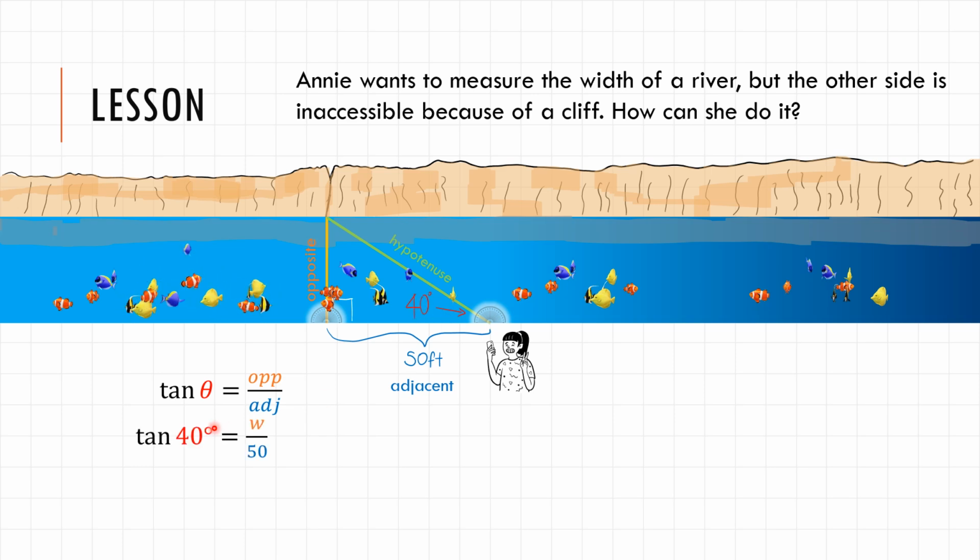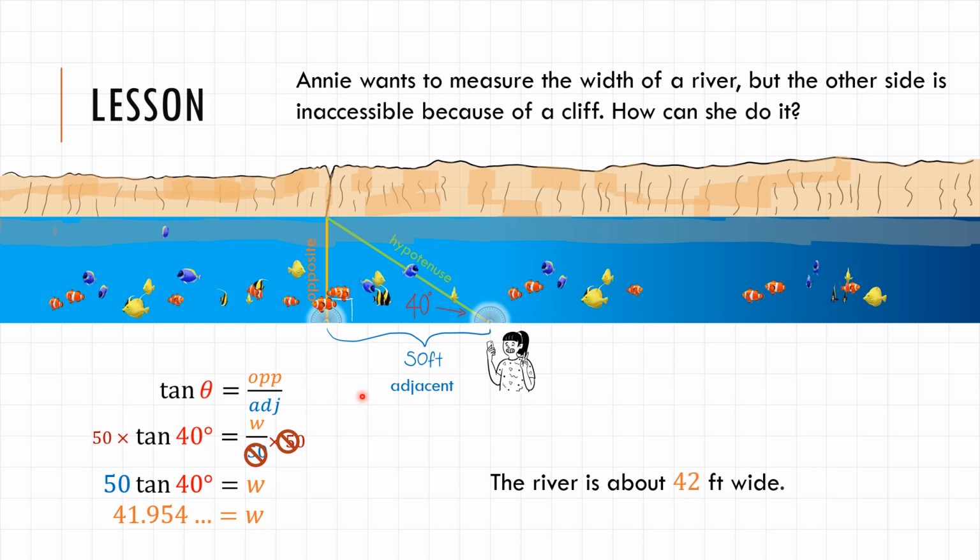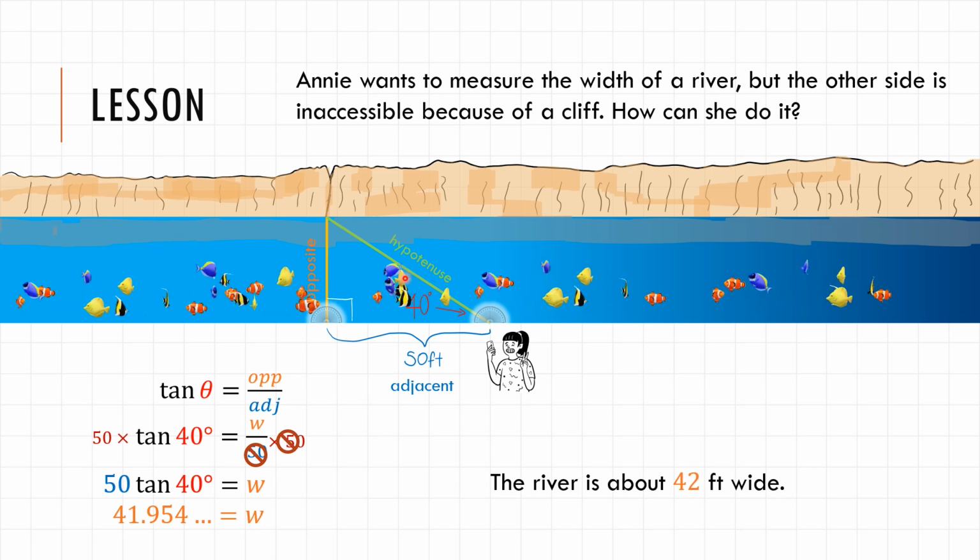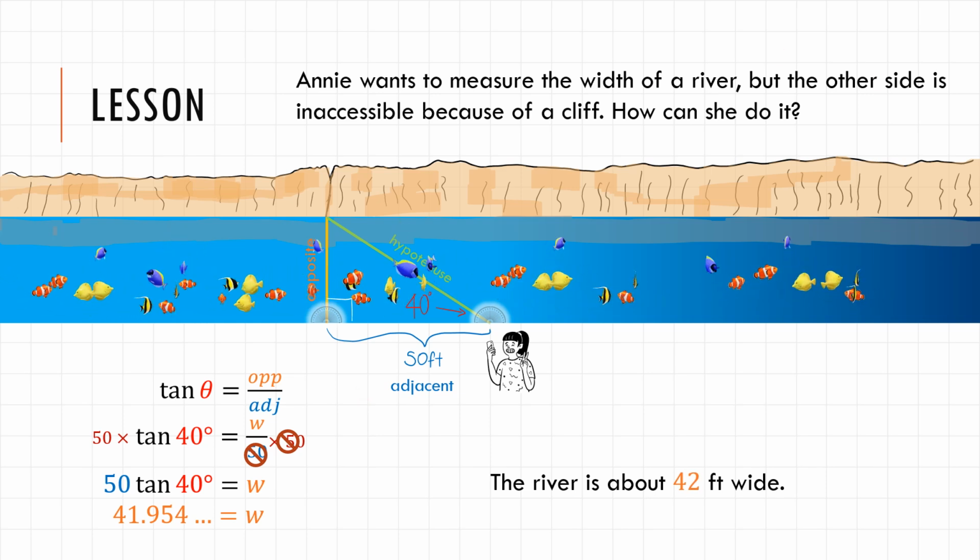So tan of 40 degrees is equal to the width of the river divided by the adjacent side, which is 50 feet. And if I want to isolate W, I just multiply both sides by 50. That tells me that the river is about 42.5 feet wide.